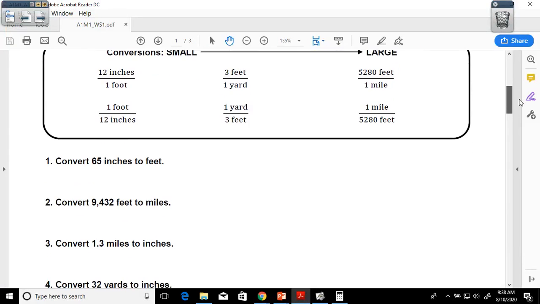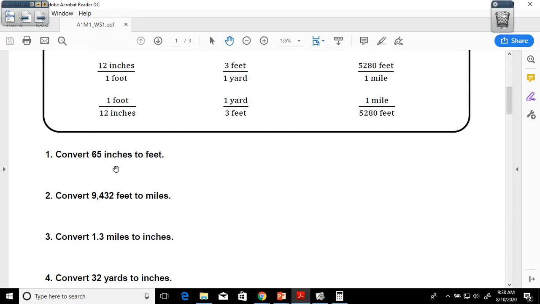The first one we're going to look at here is convert 65 inches to feet. Convert 65 inches to feet. What I'm going to do is pause the video and give you a second to try this one. Don't hesitate. Don't be worried about getting it wrong. I just want you to try it. When we come back together, I'll show you how it's worked.